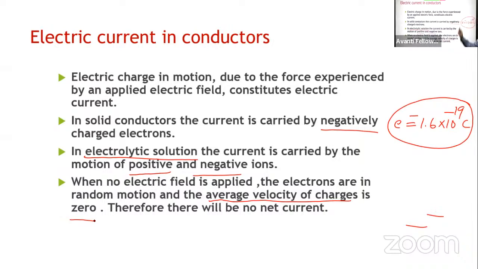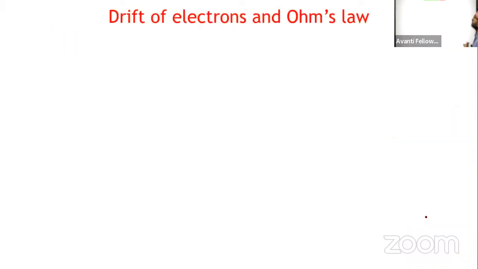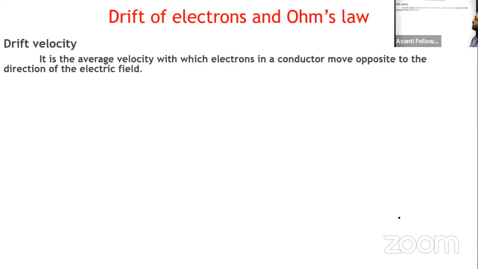So that is the reason. Three cases are there. One is in solid conductors, where negatively charged electrons are moving, so current happens. In an electrolytic solution, it is carried by the ions. And if there is no electric field, it will be in random motion, and the average velocity reduces to 0. So that's then drift velocity, another important term we have to remember.